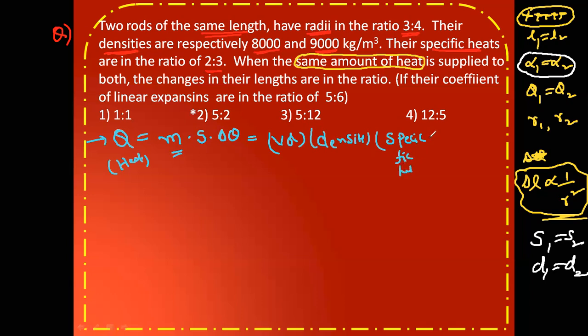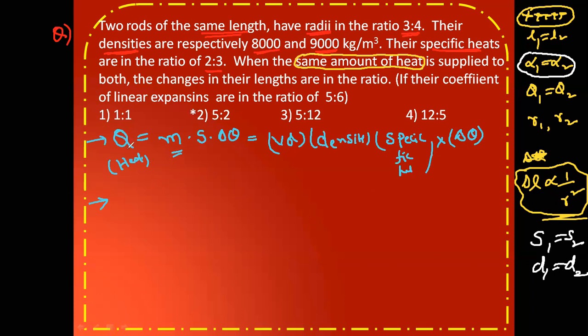Specific heat. That multiplied with what? A rising temperature, that is delta theta. So this is the formula you have to keep in mind. In detail about this formula, you will have the discussion in the calorimeter, that is the third chapter in heat.